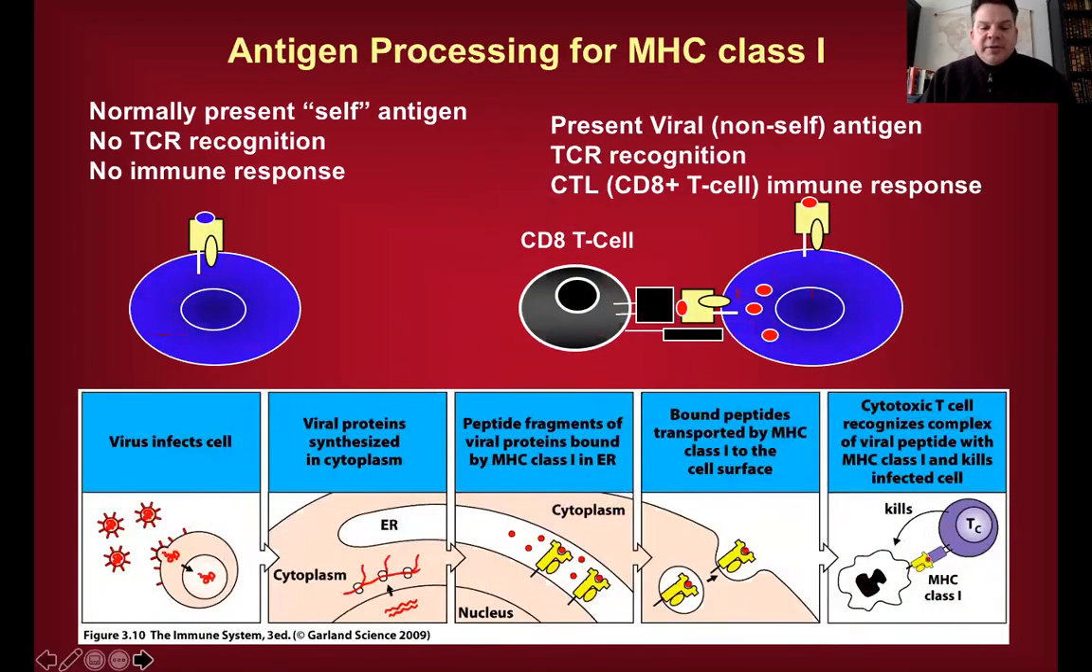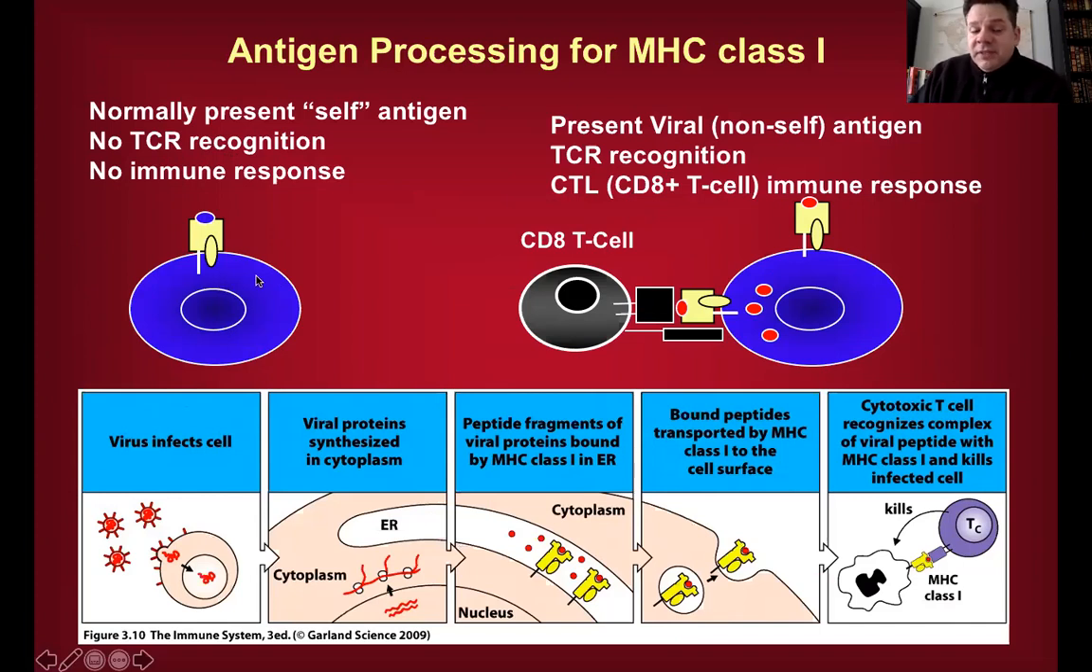And why is arming important? So what we see here normally is our happy cell. The blue is self-antigen, and it would cause no immune response. There'd be no T cell recognition, no immune response. So this is normally what you have happen.